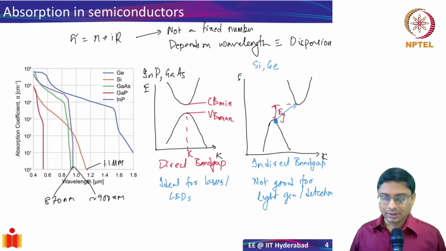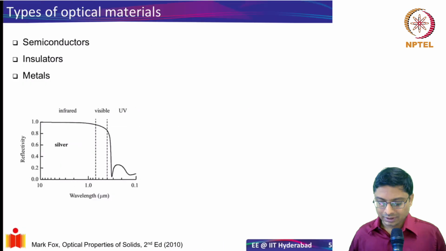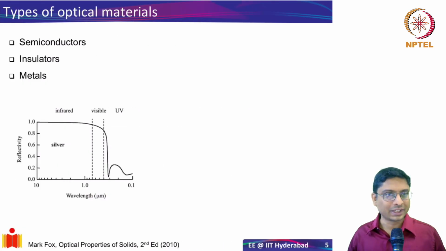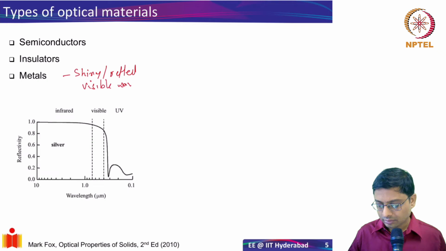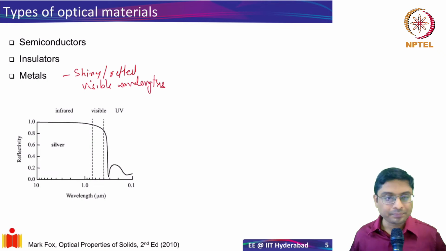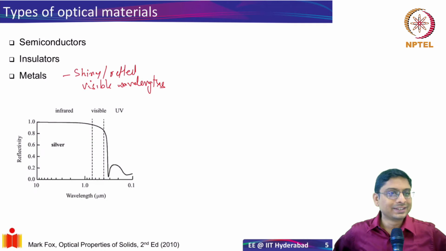So this is basically about semiconductors, how they behave qualitatively. The last type of material that I want to talk about is metal. We are all familiar with metals. We see them everywhere, and if they're polished, they are very shiny. Shiny materials which basically reflect a lot of light, reflect visible wavelengths. So why do they reflect visible wavelengths?